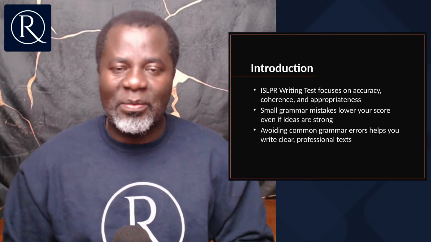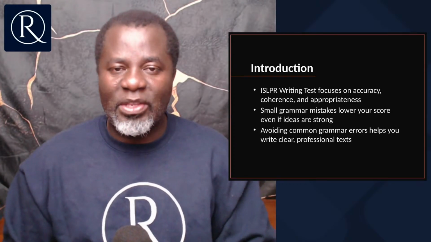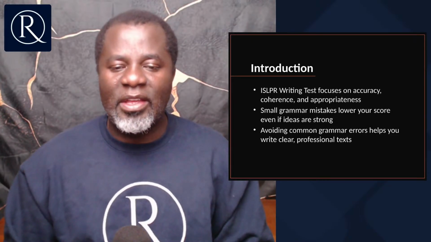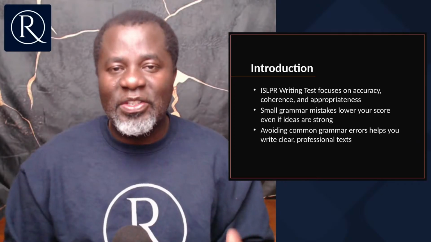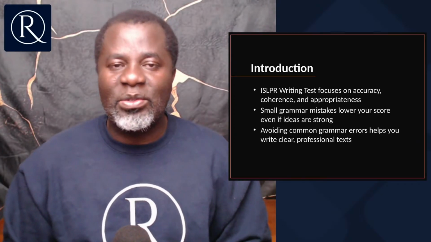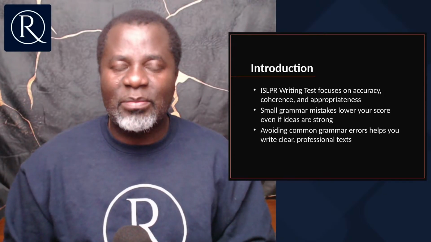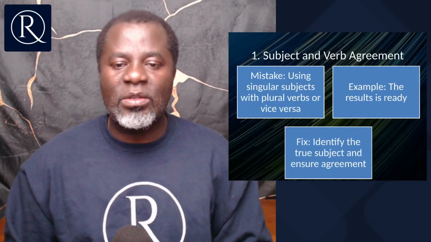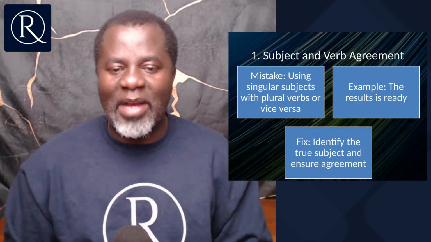So you need to be wary of small mistakes, and you need to be thinking about these mistakes in order to understand how you can correct these mistakes. And avoiding these common mistakes that we are going to discuss will help you to write clearly and to use language professionally. Okay, that's what you are going to do. So let's look at mistake number one: subject and verb agreement.